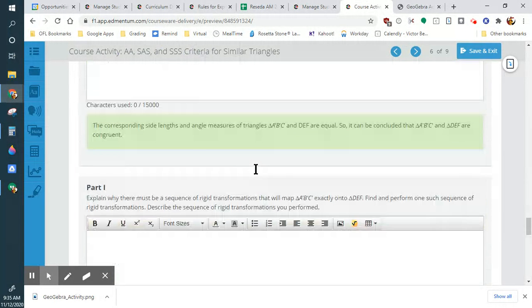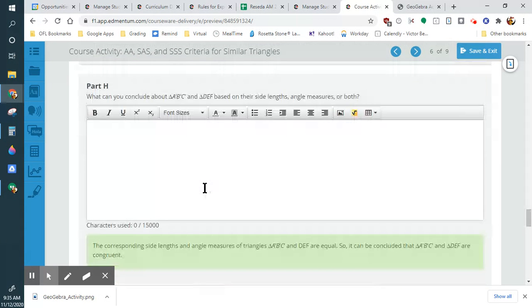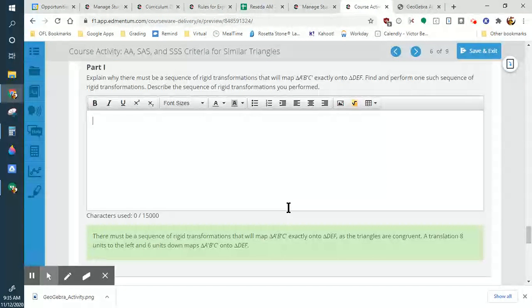What can you conclude? You should conclude that they're congruent. Explain why there must be a series of transformations based on angle. Find and perform each such sequence. This one, I don't want you guys to do it too much. There must be a series of sequences because they're congruent.